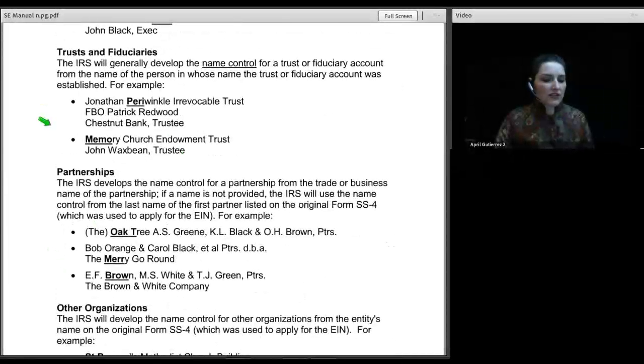Trusts and fiduciaries, here we have Jonathan Periwinkle Irrevocable Trust. IRS is saying it's going to look at Peri. Or if it's a church, the Memory Church Endowment Trust, it's going to be looking at the first word in Memory Church. So they seem to have a system in place, but it may not be that simple to figure it out.